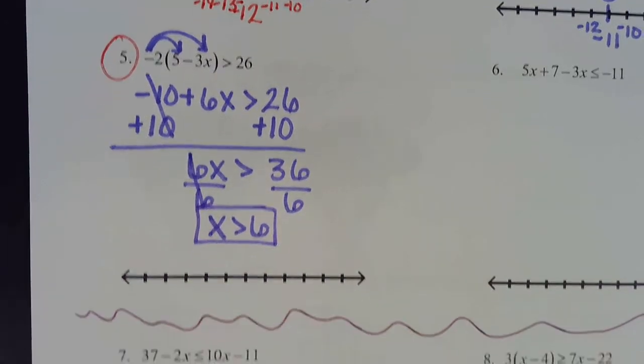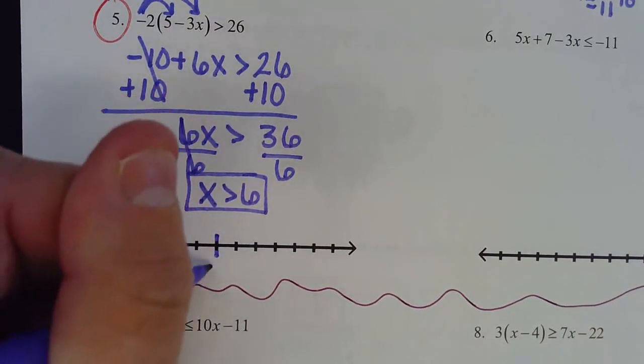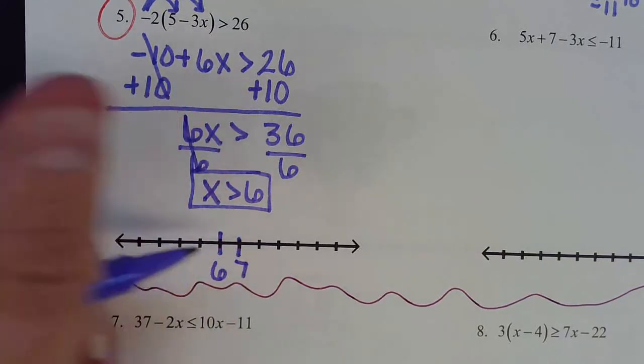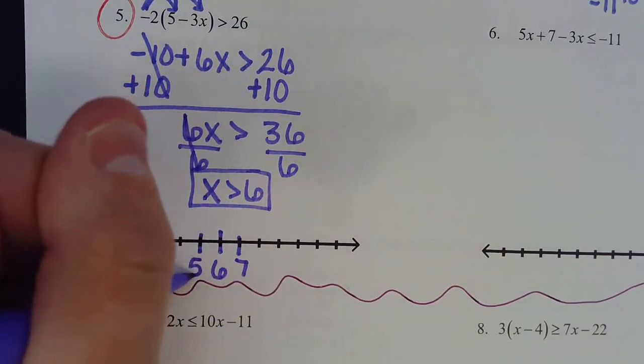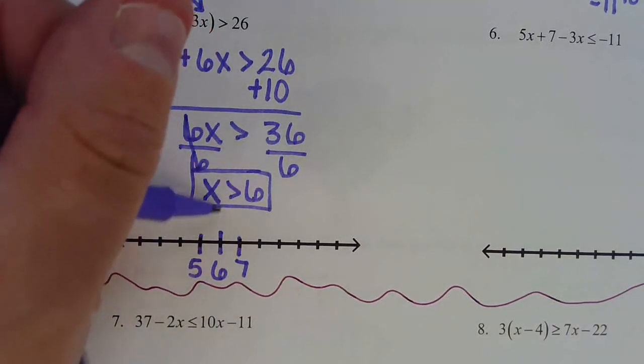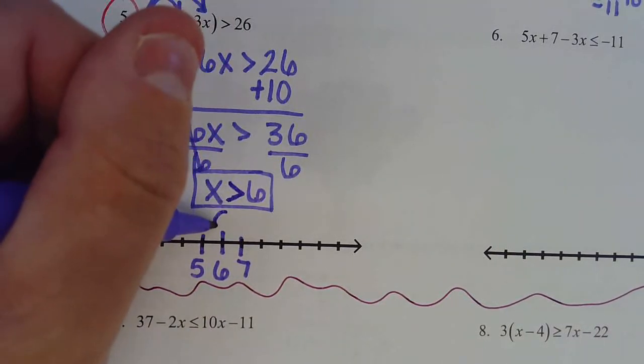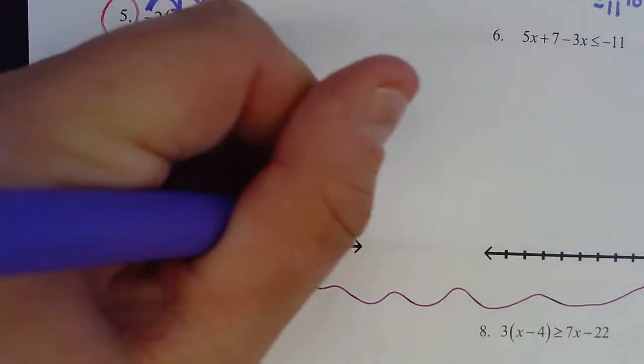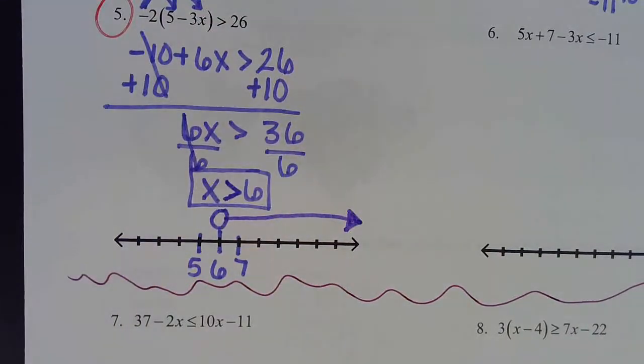So then you create your number line. Put 6 in the middle. Go a couple above if you want, a couple below. Then you graph it. So I go to my 6. It's just a greater than, so open circle. And this one should go to the right because the numbers that are greater than 6 are to the right of 6.